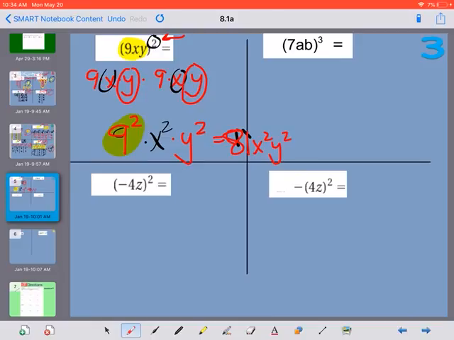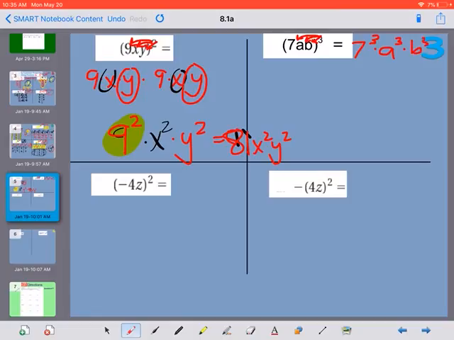Or if we look back at just our equation, the exponent of 2 goes to each one of the letters and numbers. 9 to the power of 2, x to the power of 2, and y to the power of 2, because we wrote each one 2 times. Same with this one. We can give each letter and number in here the exponent, 7 to the power of 3, a to the power of 3, and b to the power of 3.